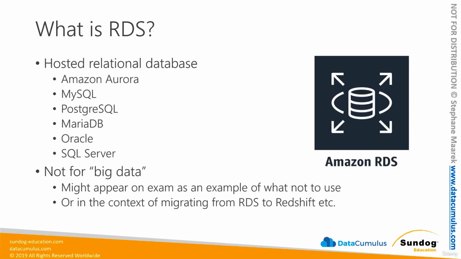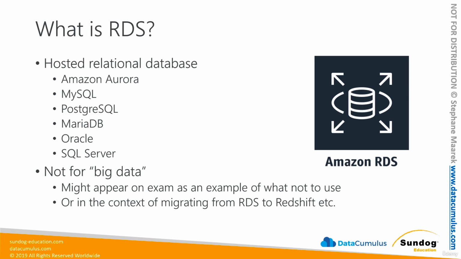What is RDS? Well, it is a hosted relational database, and that can be any of the following database types. Amazon Aurora, which we'll talk about shortly. You can also host a MySQL database, a PostgreSQL database, MariaDB, which is basically an open source version of MySQL, Oracle, or Microsoft SQL Server. So it's a way to just have AWS host your own little database host so you don't have to worry about maintaining that database host yourself, which, as we all know, being a DBA is not always a fun thing, so it's kind of a handy thing.